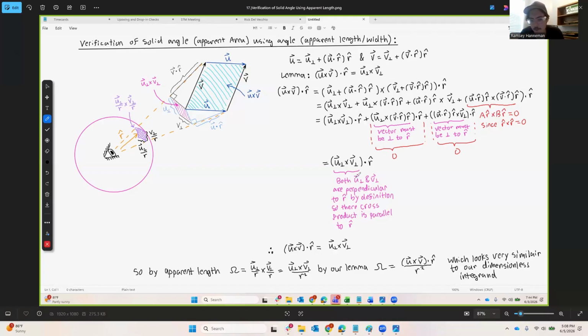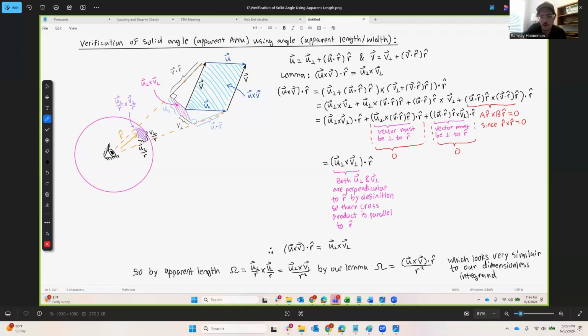Well, what we can say is both U perp and V perp are perpendicular to R hat by definition. So their cross product has to be perfectly parallel with R hat. So the dot product with R is completely redundant. We don't need it. So bam, there's our lemma.